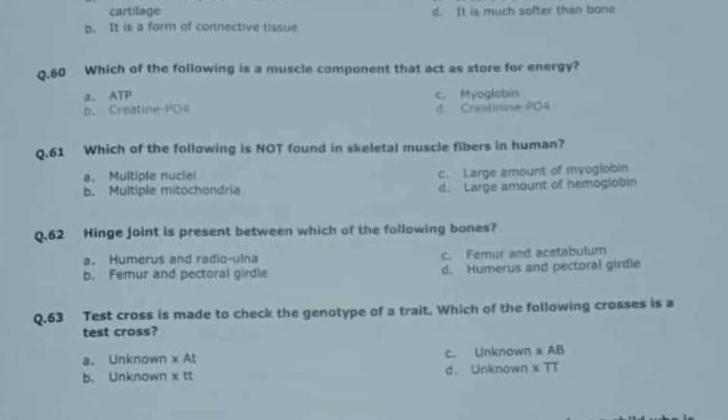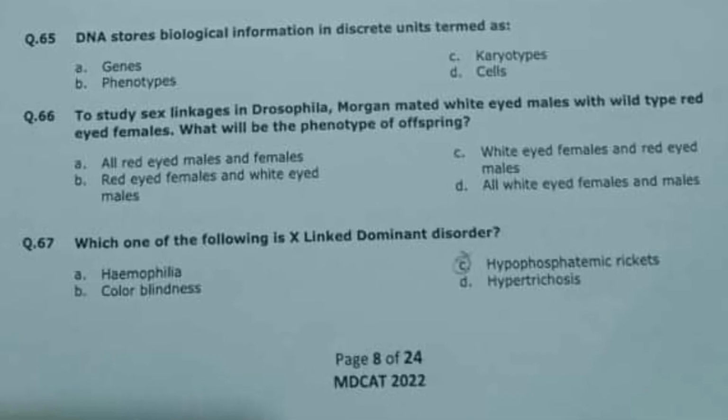Question 63. Test cross is made to check the genotype of a trait. Which of the following crosses is a test cross? Option B. 64. DNA stores biological information in discrete units termed as genes. Option A.